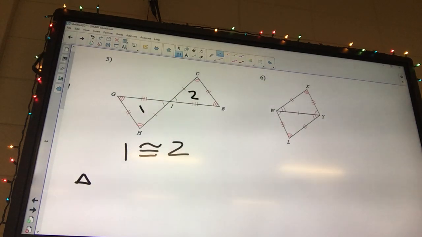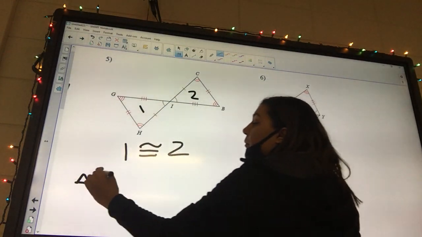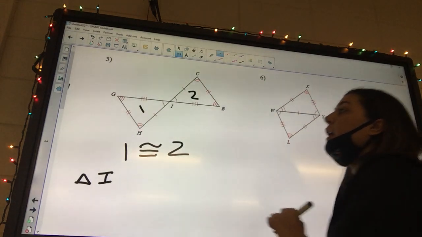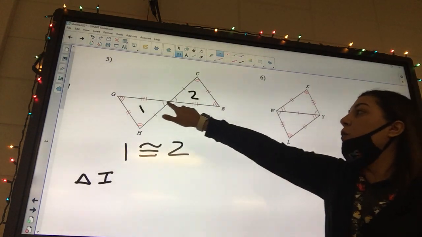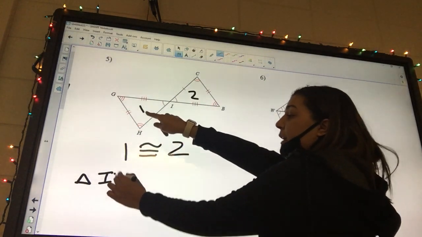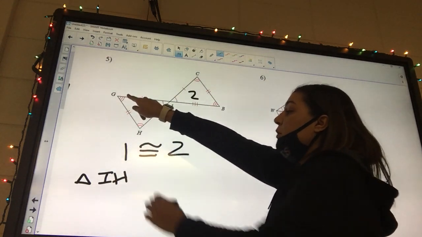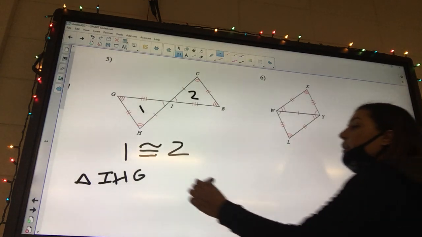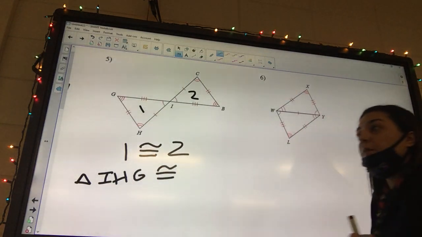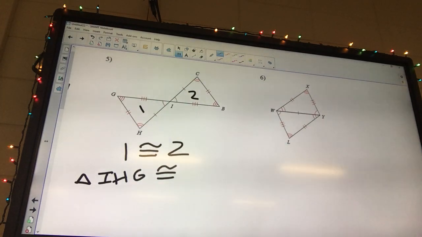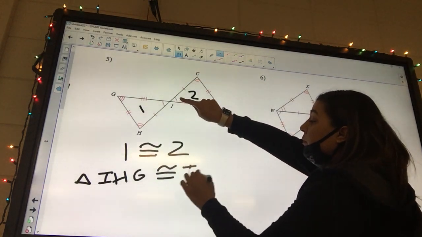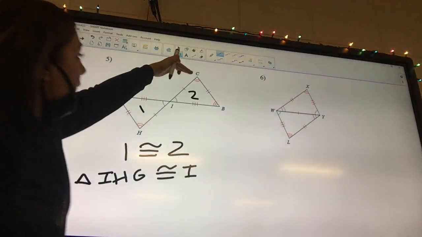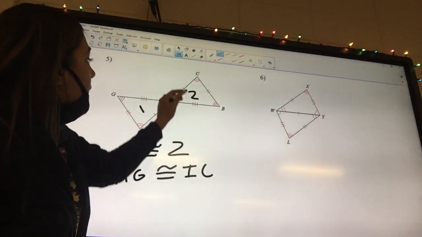Okay, so I has 1 rainbow. And I'm looking at just triangle 1. I got 2 rainbows, so H comes next. And 3 rainbows, so G comes next. So I got triangle IGH is congruent to, and triangle 2. We need to write triangle 2. I has 1 rainbow. C has 2 on the inside. And then B.